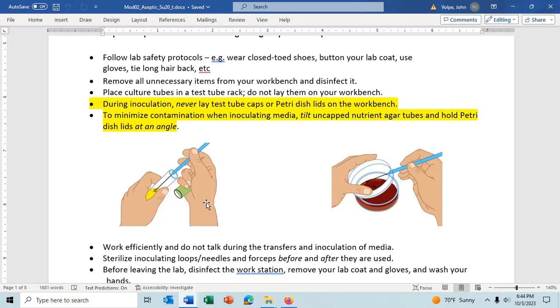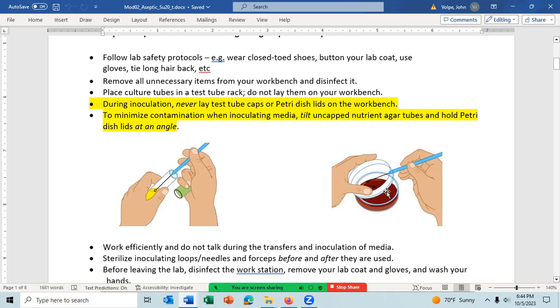All right. And the other thing you can do while you're streaking a plate is, number one, keep the plate uncovered for as little time as you can, meaning do your work quickly and then cover it. And second, while you're doing your plate, you want to hold the lid partially over the plate and put your loop inside and now streak it.